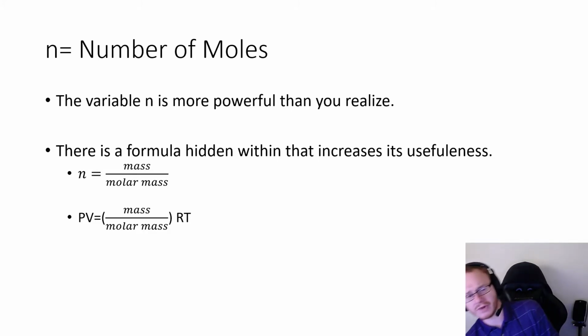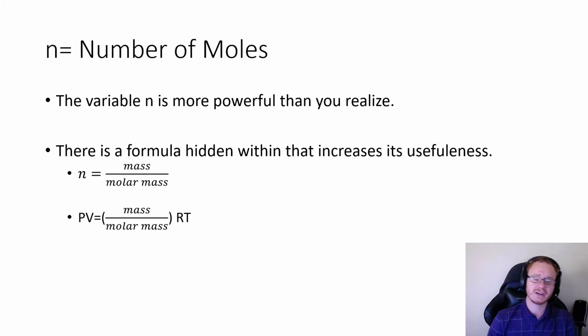We will end our brief discussion of the ideal gas law talking about the number of moles. This variable is extremely powerful. Of course, it links us to stoichiometry and we could find actual amounts, but we can also identify gases from it. The formula that's hidden within it is n equals mass divided by molar mass. If you plug this into the formula, you end up with PV equals mass divided by molar mass, RT.